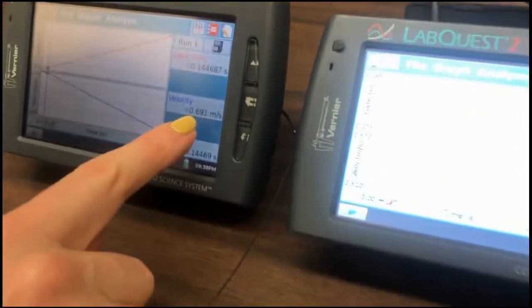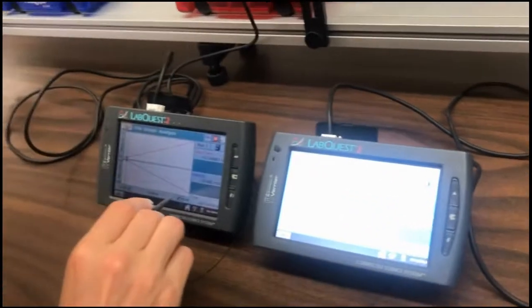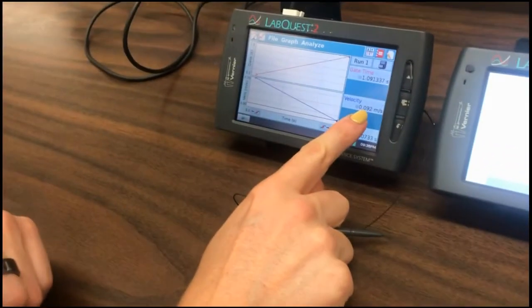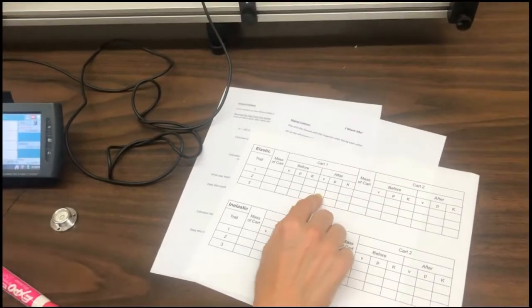But now we need the velocity of the red cart afterwards. So you got to move the data over. 0.092. So that's cart 1 after, right there. What was it? 0.092. All right. And that was trial 3.